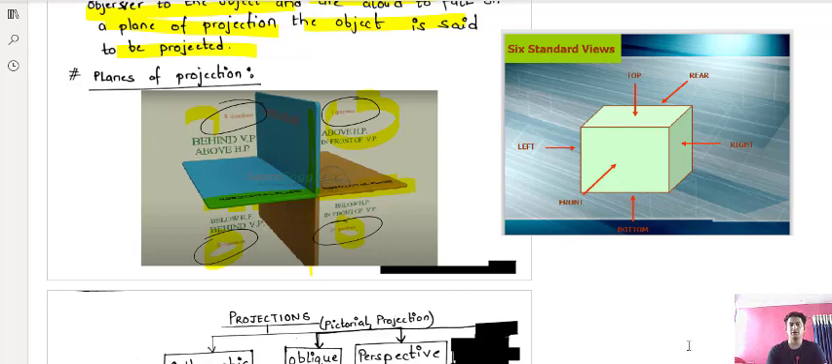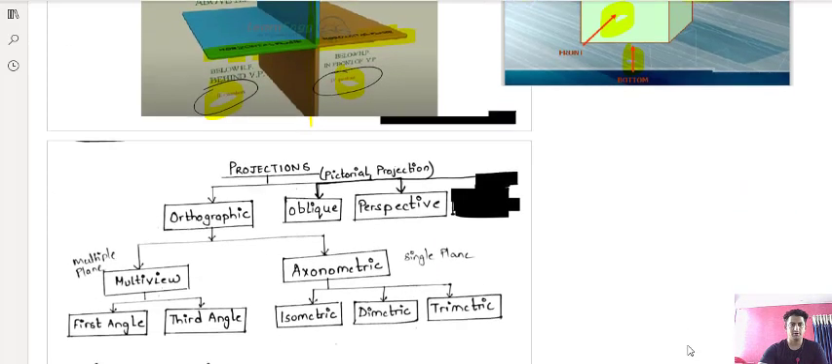If you are seeing any object from the front, that is front view, top view, bottom view, right side view, left side view, and rear side. So there are 6 standard views by which you can see any object, and you can plot their images on the paper. Okay. So this is all about plane of projection.